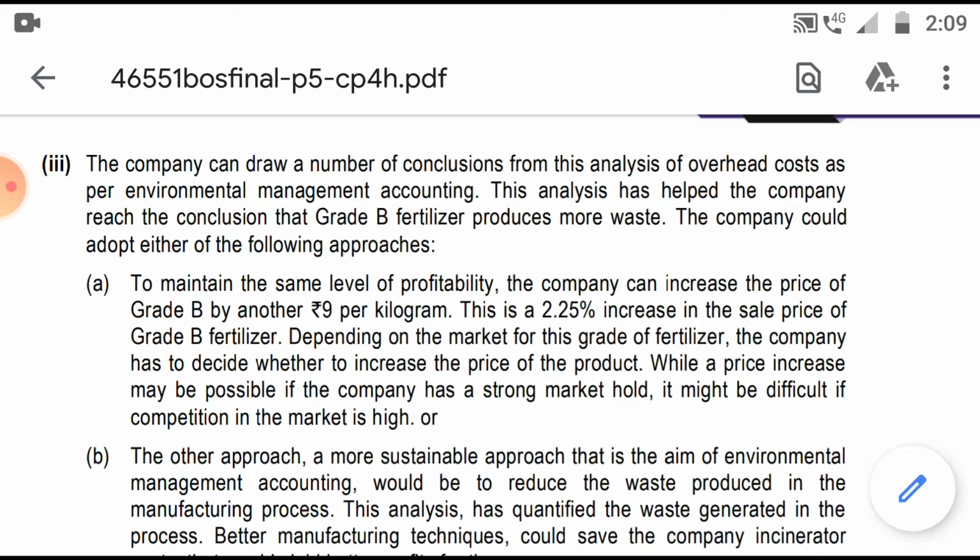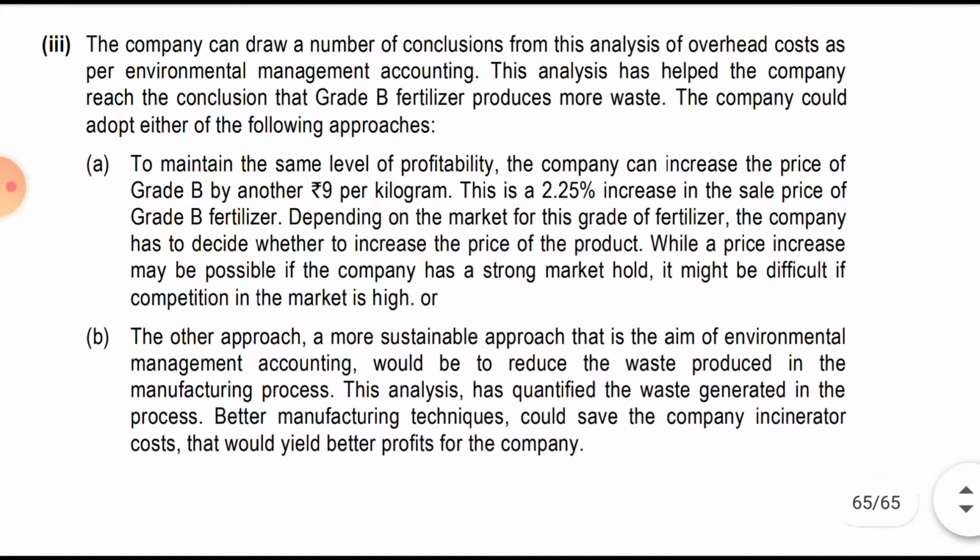The other alternative the company can adopt is a decrease in cost. How they can decrease the cost is by availing a discount from the supplier, asking for a discount from the supplier. So the same thing they have given.